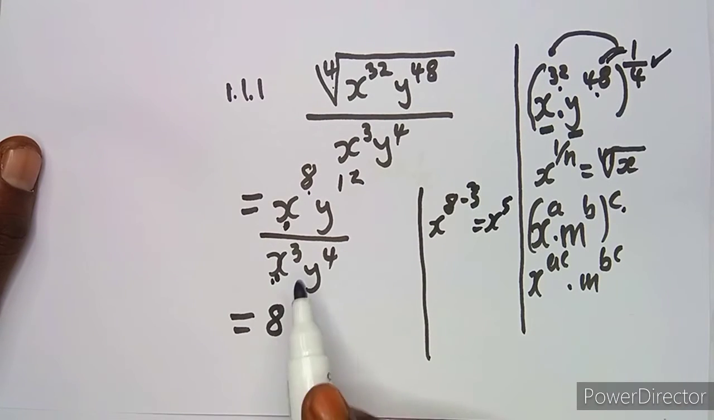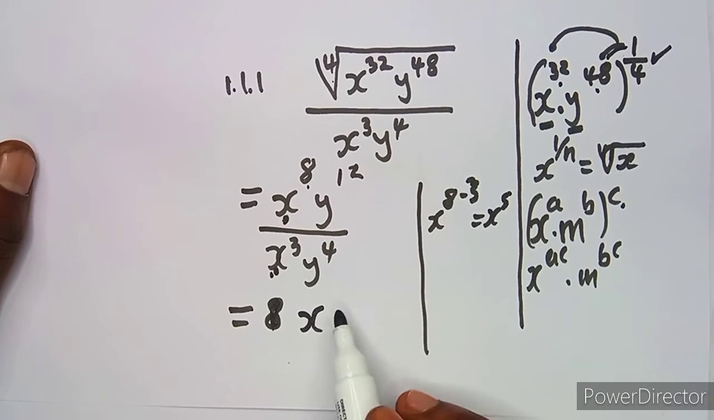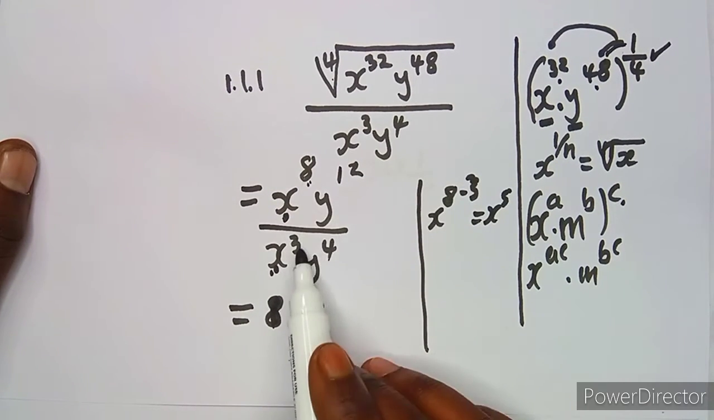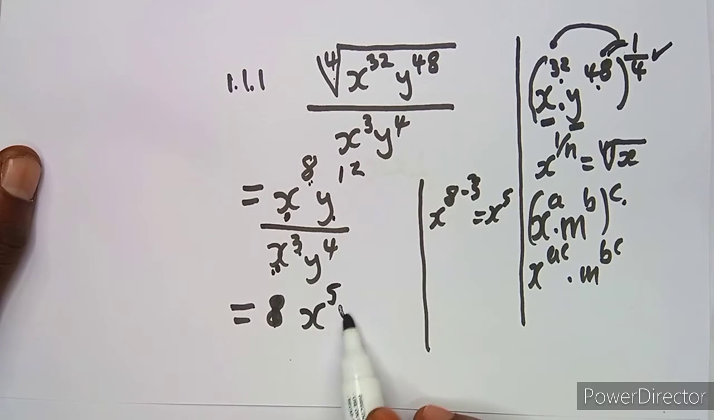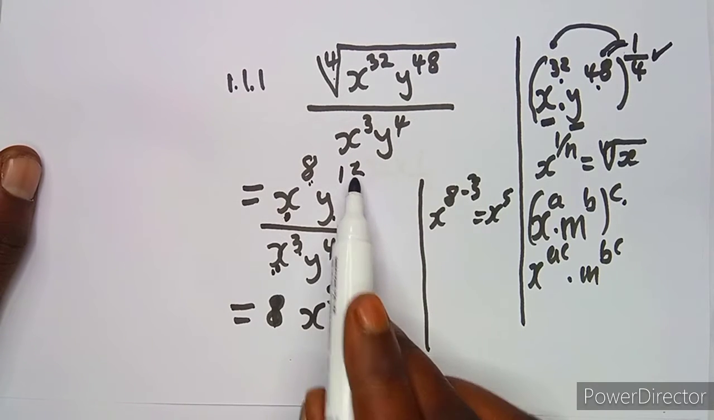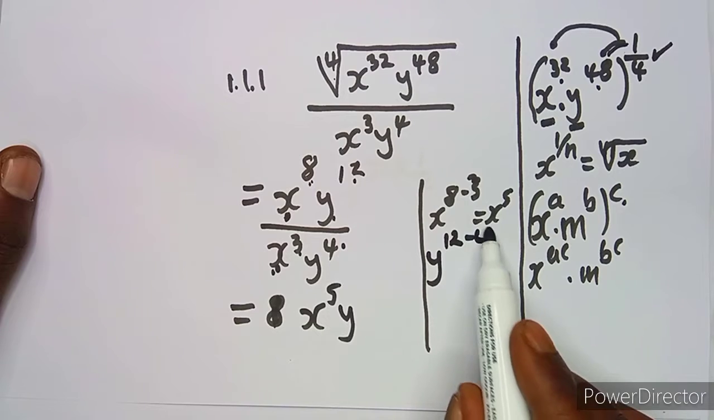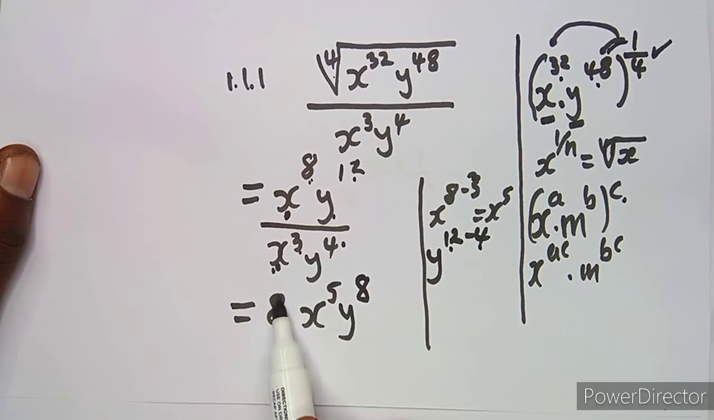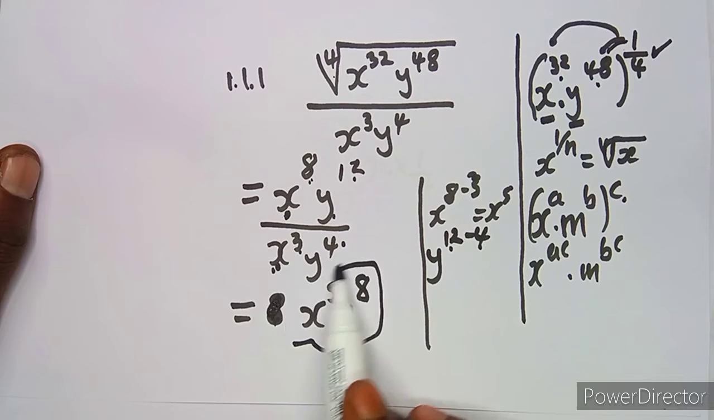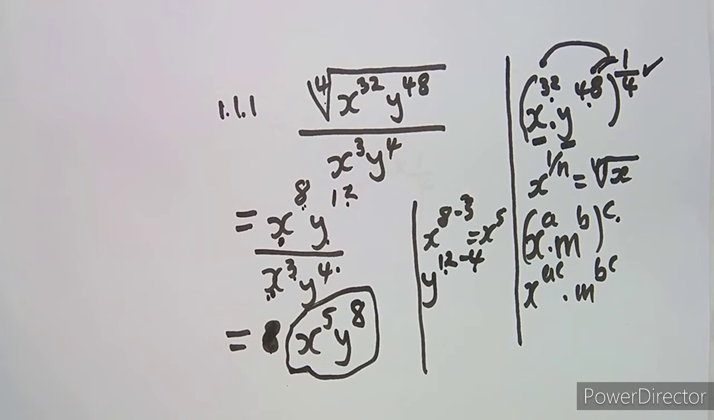So you're going to have, I'm writing x, that's x to the exponent of 8 minus 3, which is 5 there, right? We've got y here, so we are going to have 12 and 4, so that's y to the exponent of 12 minus 4, which is 8, so it's y to the exponent of 8, all right? So this is going to be the answer there, the resultant from the application of laws.